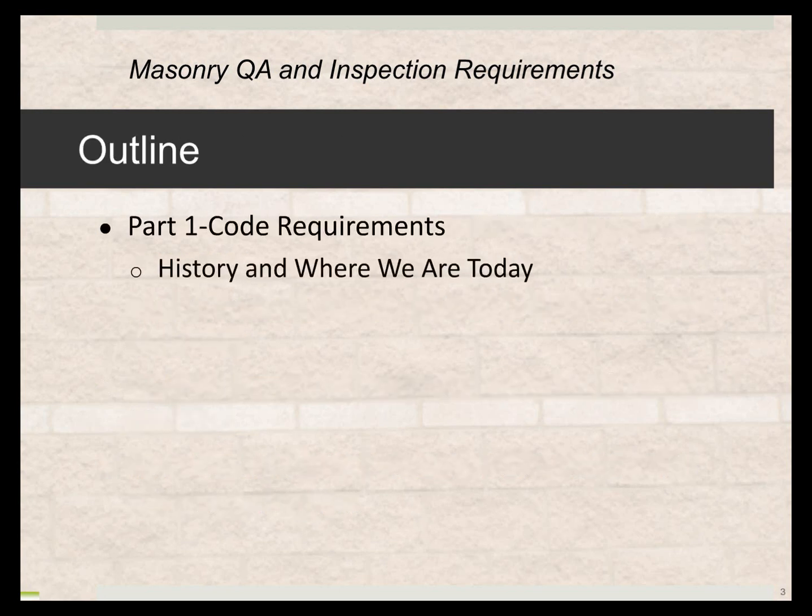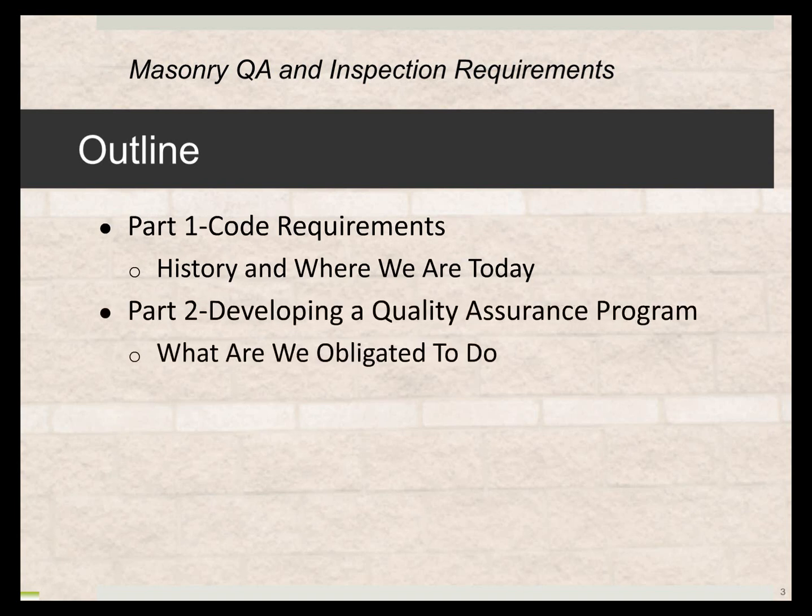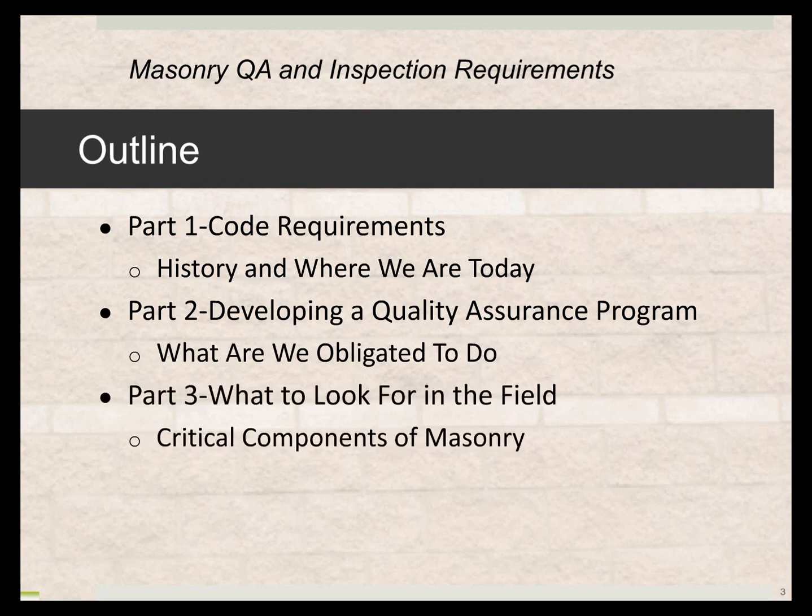The outline today, I'm going to show you some code requirements, the history and where we are today, and how to develop a quality assurance program, what we are obliged to do, and then in the third part, what to look for in the field. There's some critical components of masonry, and I hate to say this, but there's some other elements of masonry that are not so critical. That doesn't mean they're not critical, but they're not as critical as what I call the critical components of masonry. And in this presentation today, you get a bonus.